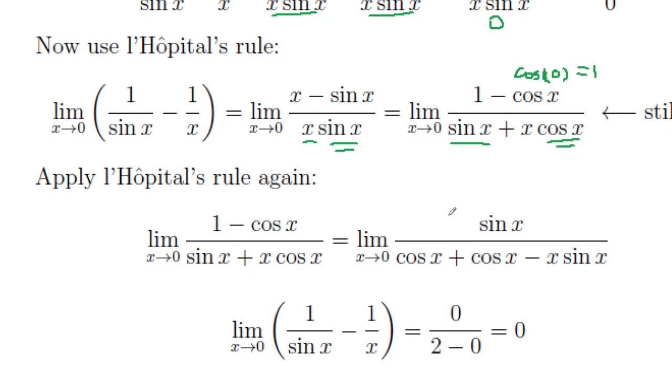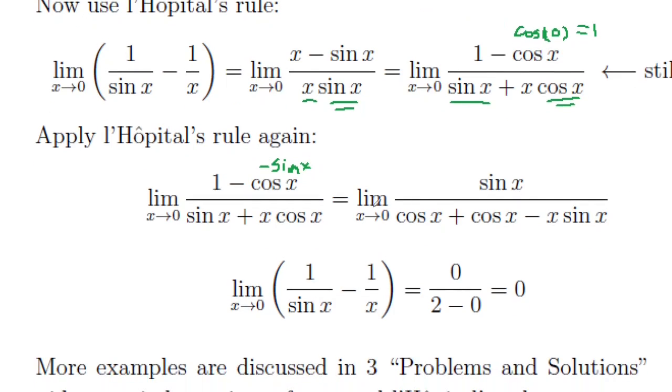Derivative of 1 is 0. Derivative of cosine is minus sine x, and minus times minus becomes plus. In the denominator, derivative of sine is cosine. And for x cosine of x, we use the product rule. Derivative of x is 1 times cosine x plus x times derivative of cosine x is minus sine x, and that explains the minus.